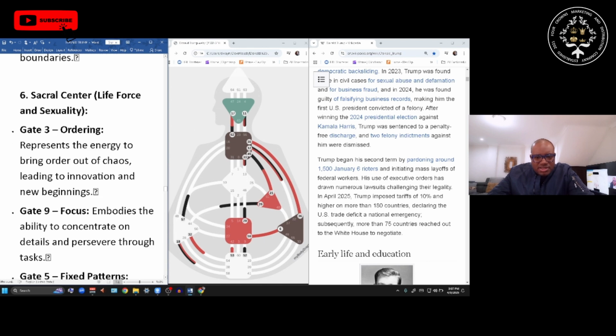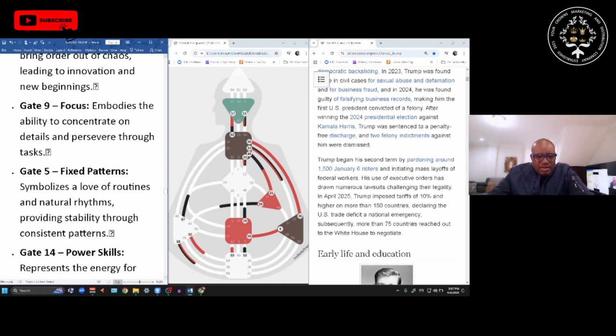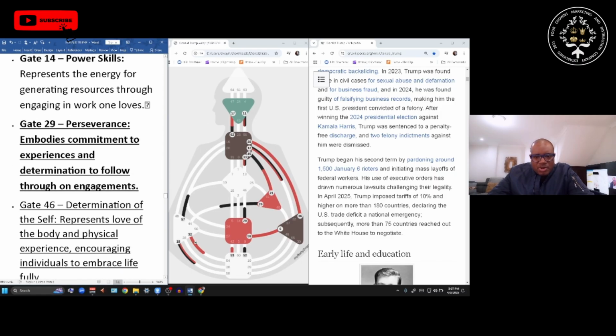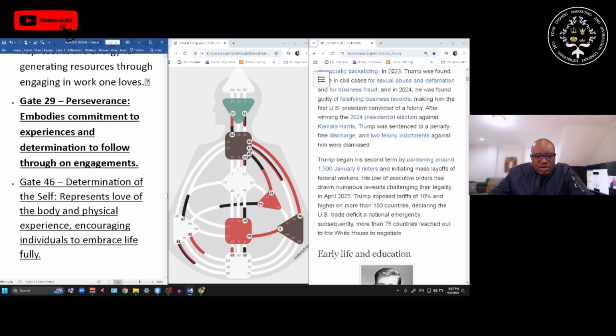So out of that, you are seeing the line of 29, which is perseverance, coming out of the sacral. It embodies commitment to experiences and determination to follow through on engagements. Well, we saw that for sure. And that is connecting to the gate 46, determination of self. I'm going to read through that.